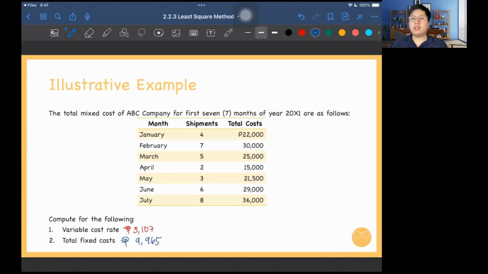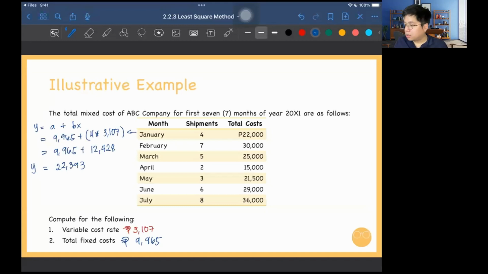Let us prove that the variable cost rate amounting to 3,107 and the total fixed cost amounting to 9,965 are accurate. Let's get any of these data points, but I will choose the month of January. We have the total cost of 22,000. Let's use equation 1, which is y is equal to a plus bx. Our a here, which is the total fixed cost, is 9,965. Then we have to get the product of 4 multiplied by 3,107. Our total fixed cost here is 9,965 plus the total variable cost of 12,428. Then let's add it up. The total cost here should be 22,393, which is somehow closer to 22,000 pesos.